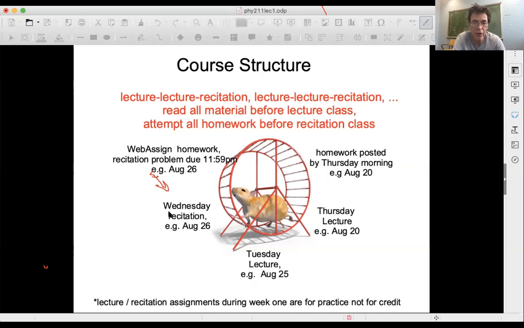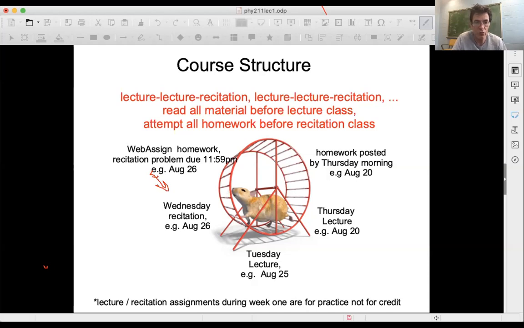Then you'll have your Wednesday recitation class where you work through problems related to the homework. And then your WebAssign homework will be due that Thursday night. And so that's a sort of weekly sequence that will repeat over and over again during the semester. You'll have 2 lectures, a Thursday and a Tuesday. You'll then have the Wednesday recitation. The homework will then be collected that Wednesday night.